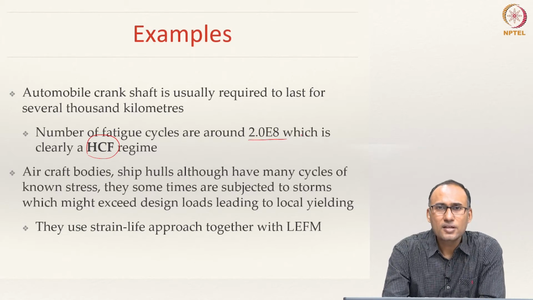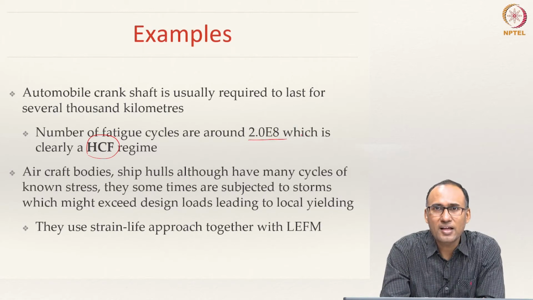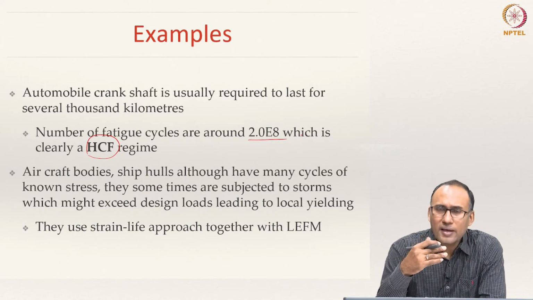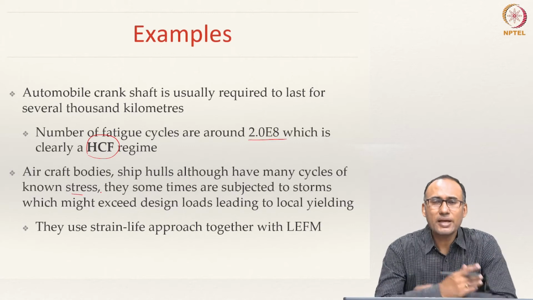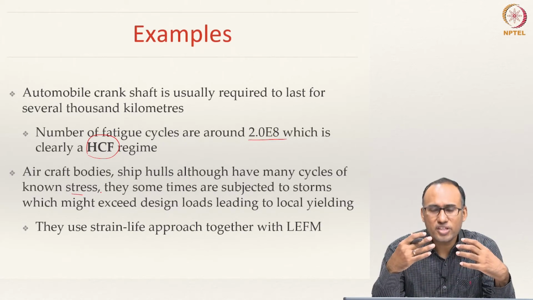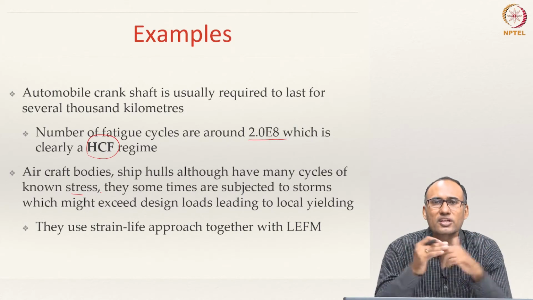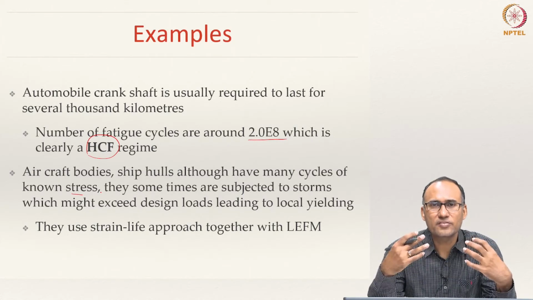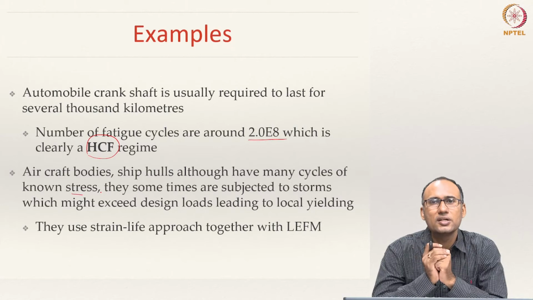On the other hand, you have certain other critical components like aircraft bodies, ship hulls, and so on. They have so many cycles of known stress, but sometimes these components are subjected to unknown stresses of large magnitude. For instance, if there is an aircraft, it is highly possible that it may encounter turbulence during the flight. The same is the case with ships.